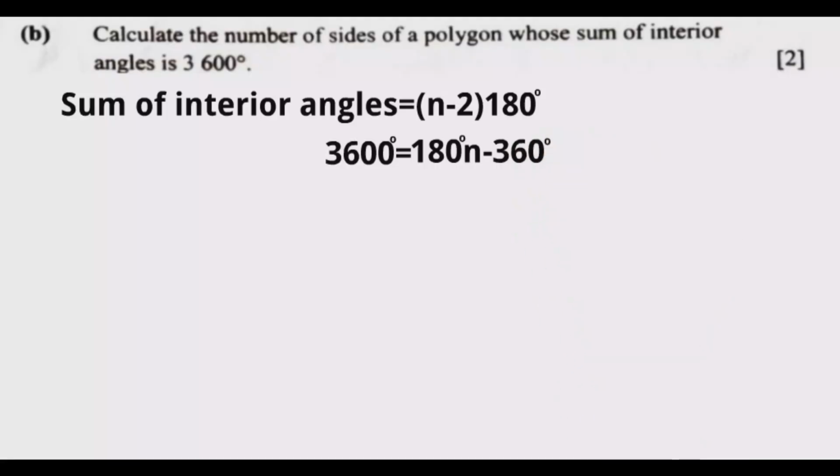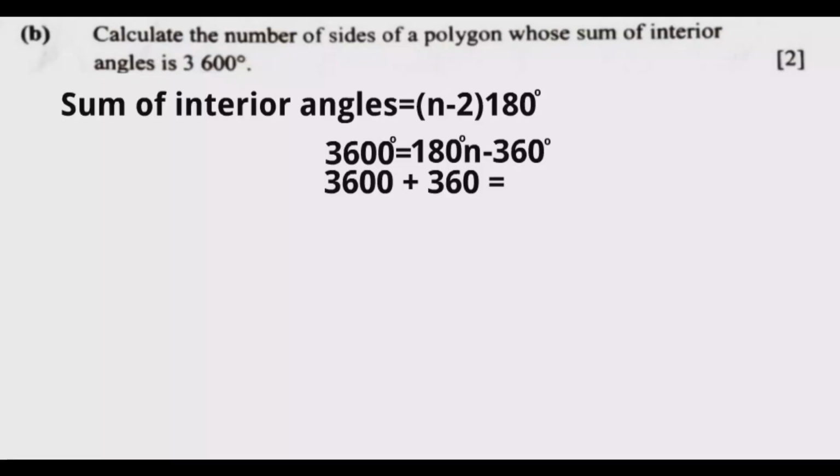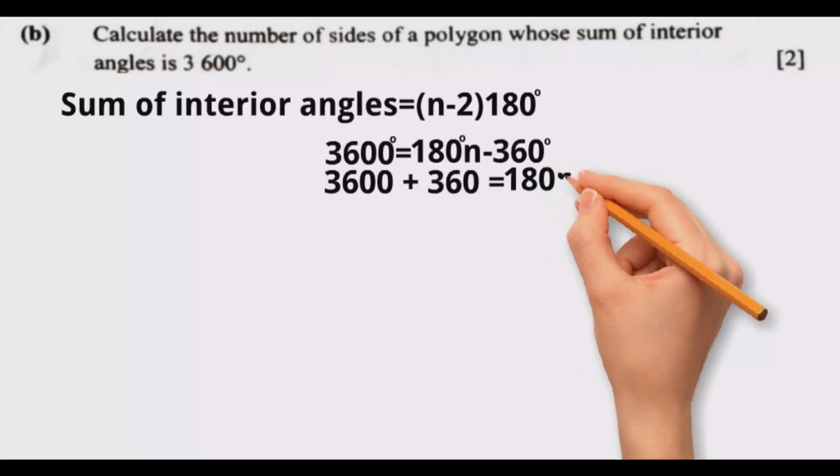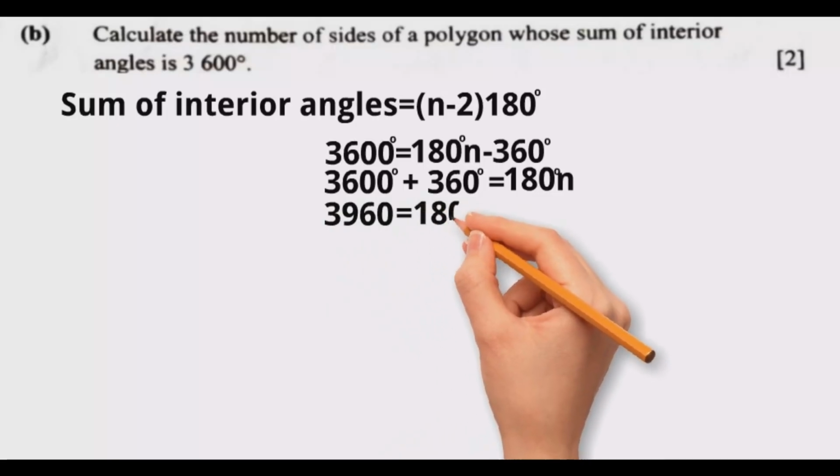Then we collect like terms, which will be 3600 plus 360, because it crossed the equal sign, so it will change sign, which will be positive, negative, then it will become positive. Then we say 3600 plus 360 equals 180 degrees n. Then we add this, which is 3600 plus 360, which will give us 3960 equals 180n.